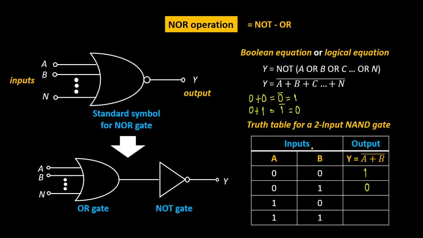Then 1 or 0. So 1 plus 0, the output will be 1, and it will be complemented, so the output will be 0. And the final one, 1 plus 1. Now for 1 plus 1, it is not 2, dear students, it is 1, because it is not plus, it is a logical OR operation. So 1 or 1, the output will be 1, and it will be complemented, so the output will be 0. So for the NOR gate operation, you will realize that when all inputs are low, the output is high.